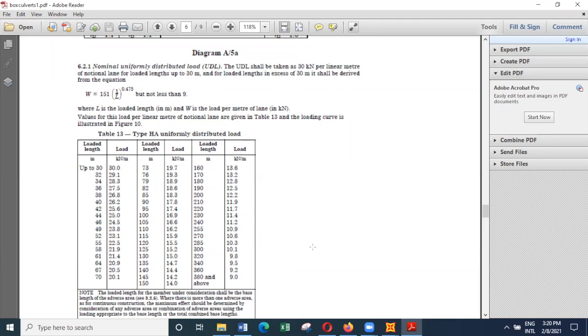But in Eurocodes, you'll find it's different. Eurocodes is different.